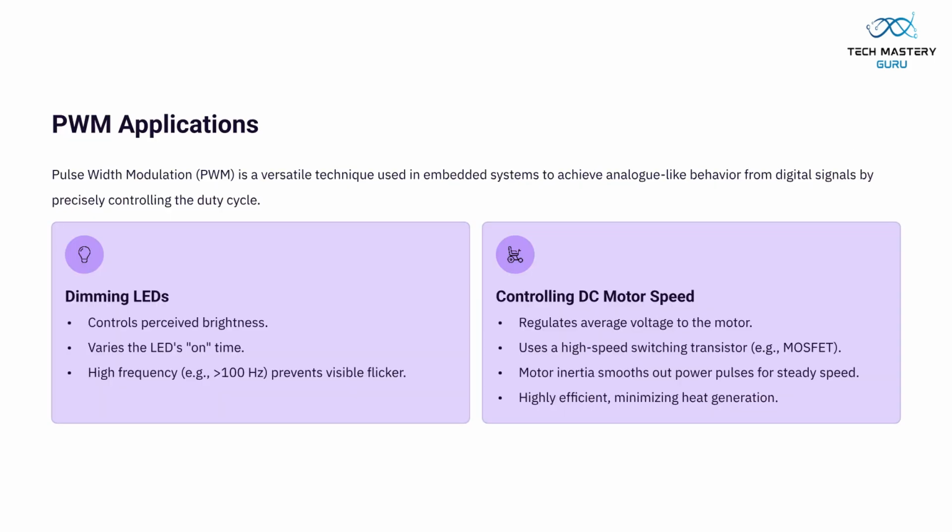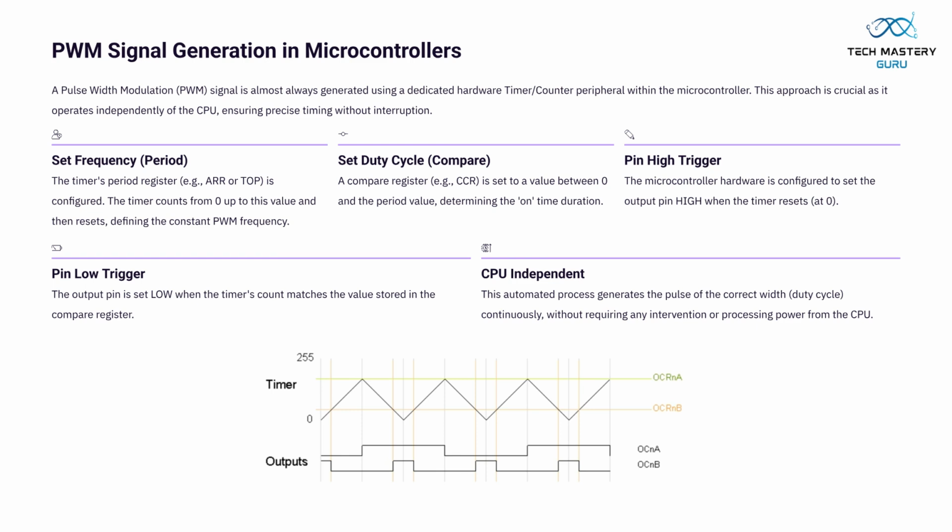PWM is versatile in embedded systems. For dimming LEDs, it controls brightness by varying on time, using high frequencies to prevent flicker. In controlling DC motor speed, PWM regulates average voltage efficiently, allowing motor inertia to smooth power pulses.